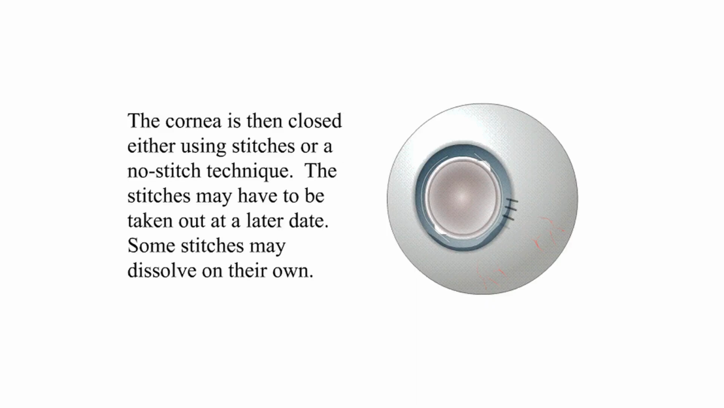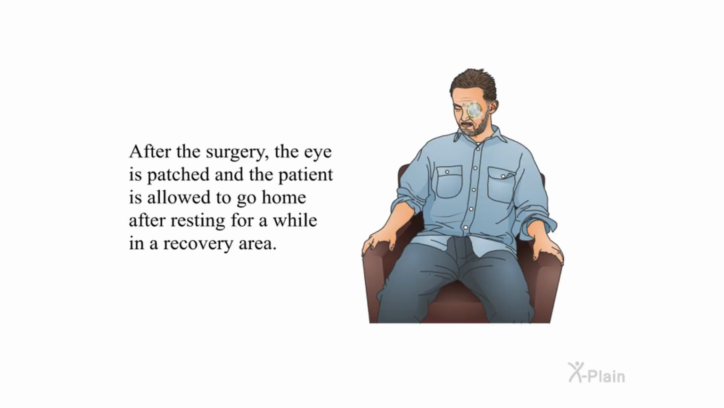The cornea is then closed either using stitches or a no-stitch technique. The stitches may have to be taken out at a later date. Some stitches may dissolve on their own. After the surgery, the eye is patched and the patient is allowed to go home after resting for a while in a recovery area.